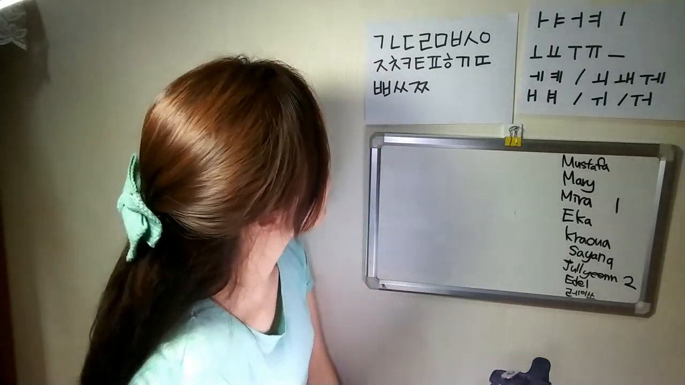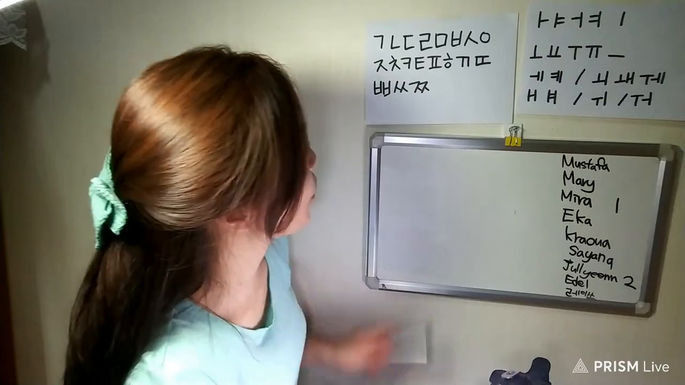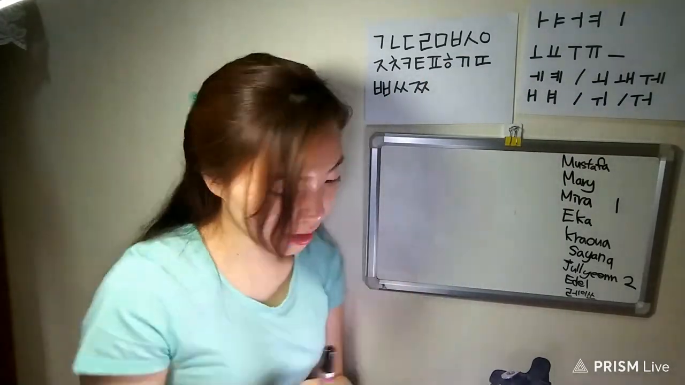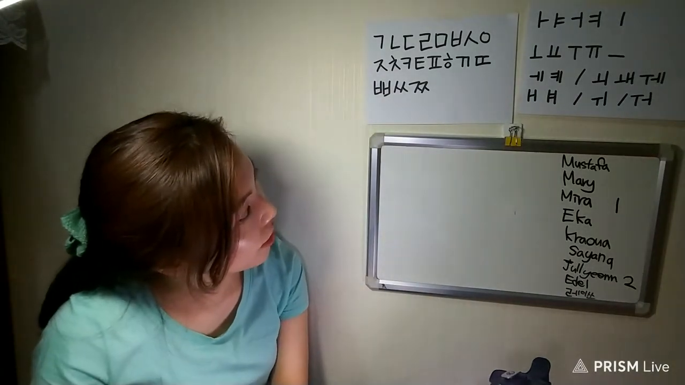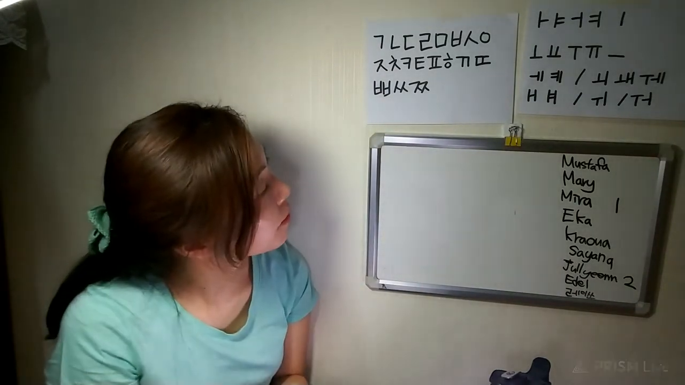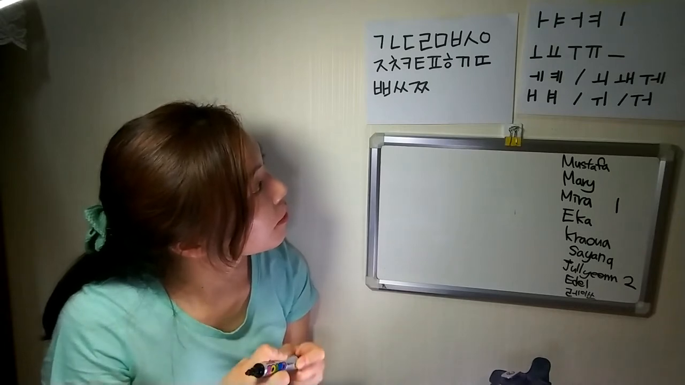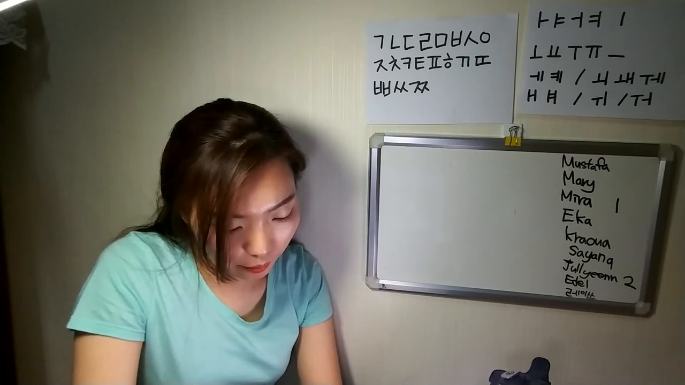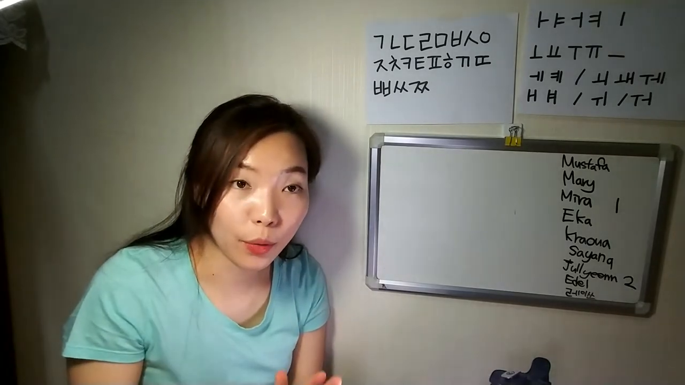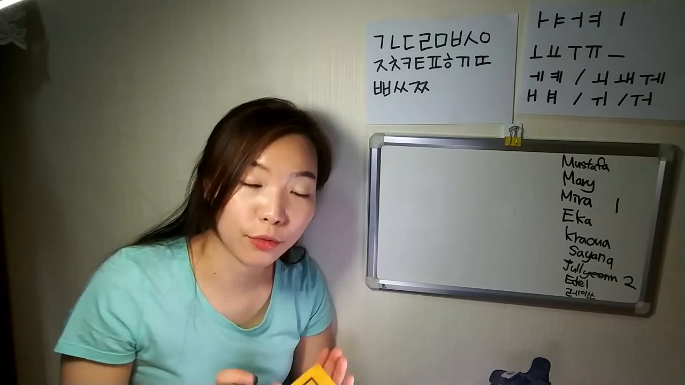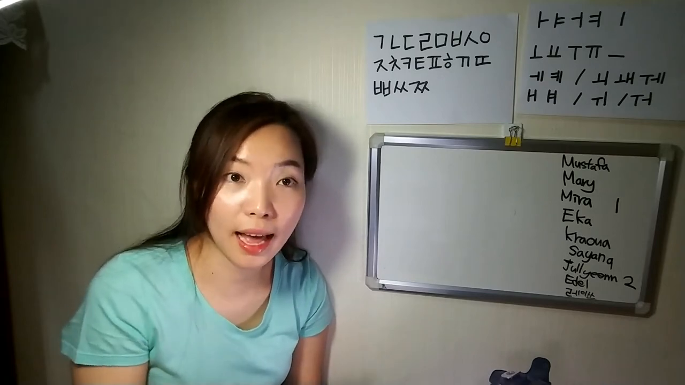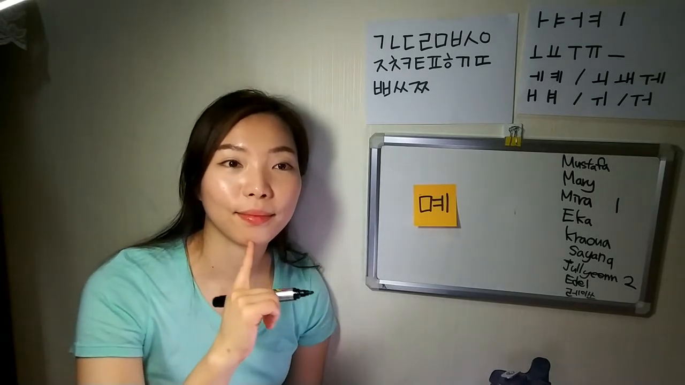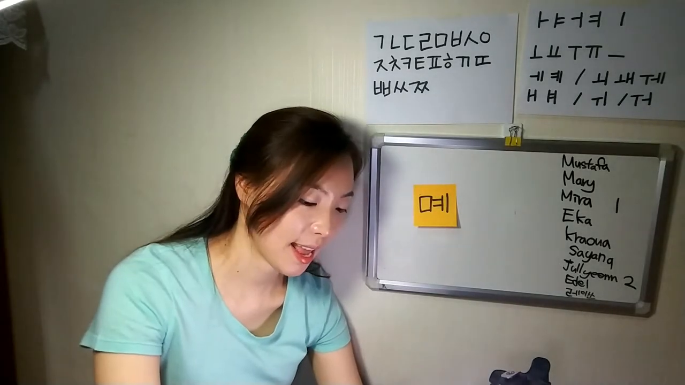So, which part should we start? Okay, so we practiced all, right? So, previously we studied. Okay, so I give you another question now. I give you one syllable and please write the romanization of this word. 하나, 둘, 셋.